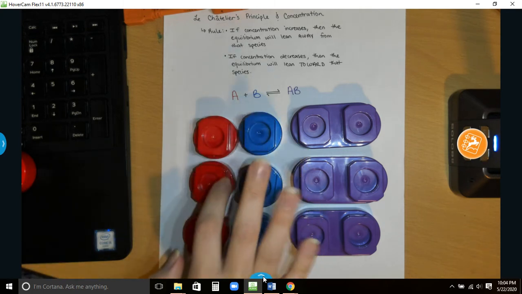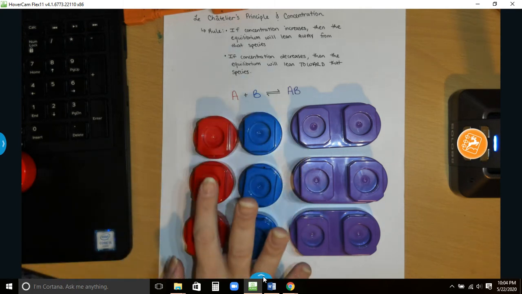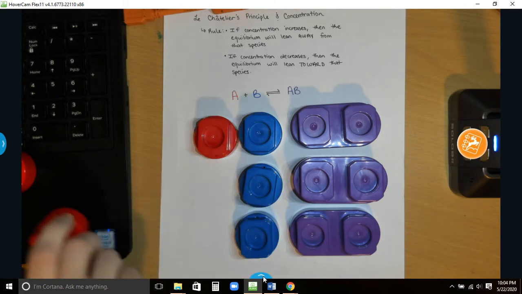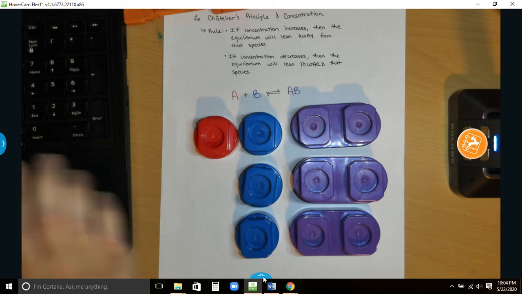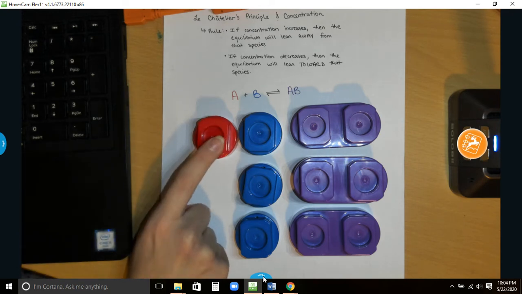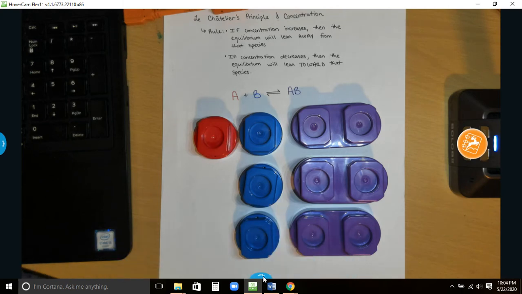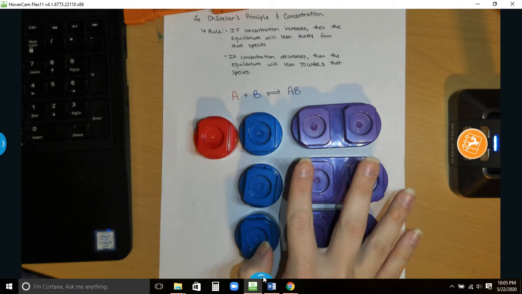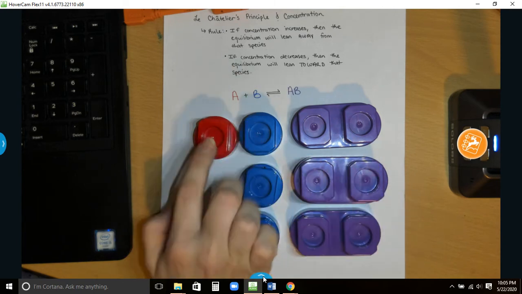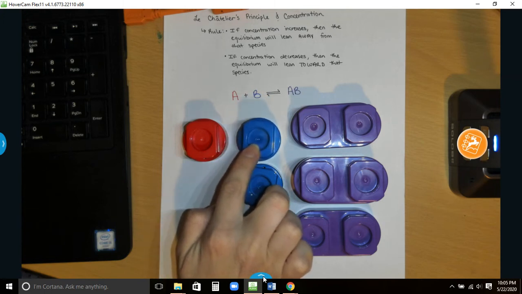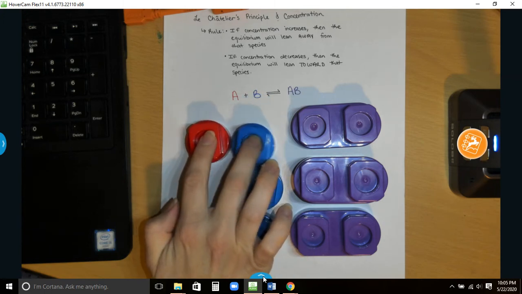So I've got 3 A blocks, but I'm going to decrease my concentration, and I'm going to take out 2 blocks. So now I've got 1 A, 3 Bs, and 3 of my product AB. Now, in order to create AB, an A red block and a B blue block have to collide together.